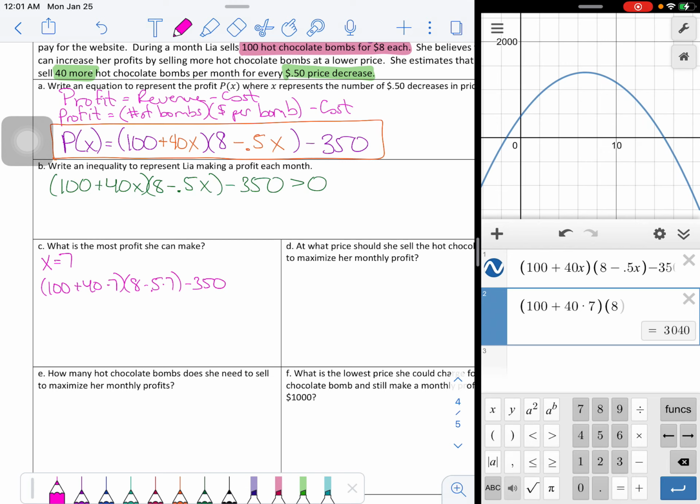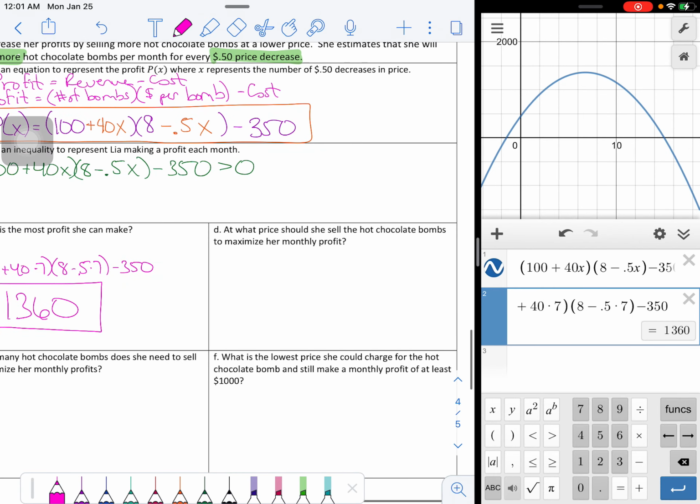And let's see what we get here for some profits. I'm trying to get this in quickly, and of course, as soon as I start doing it too quickly, my fingers miss buttons. All right, so her profit per month would be $1,360. Okay. At what price should she sell the hot chocolate bombs to maximize her monthly profit?